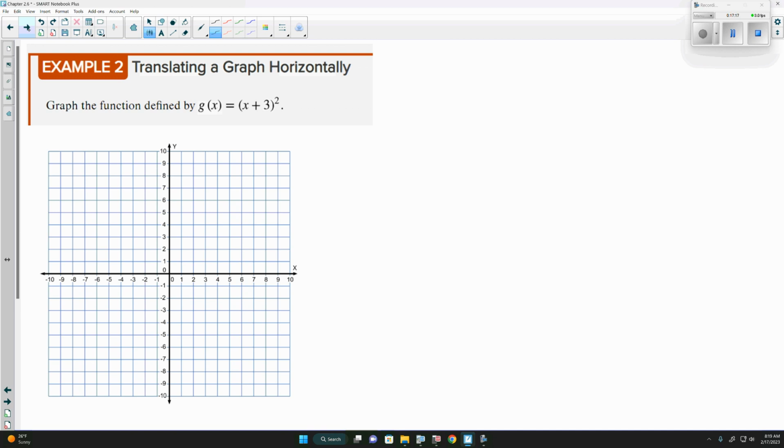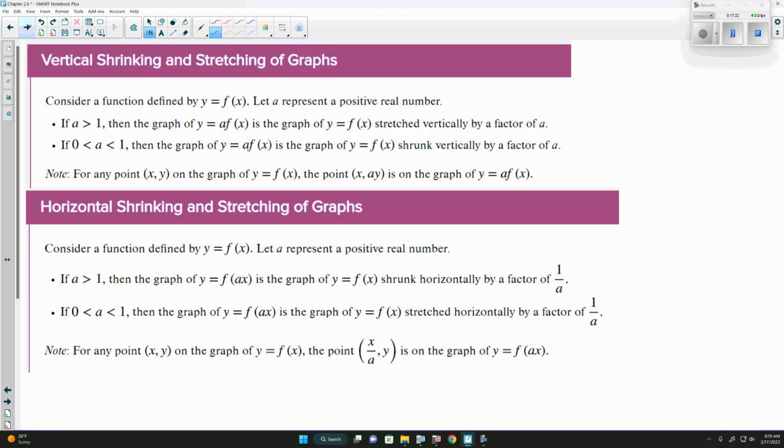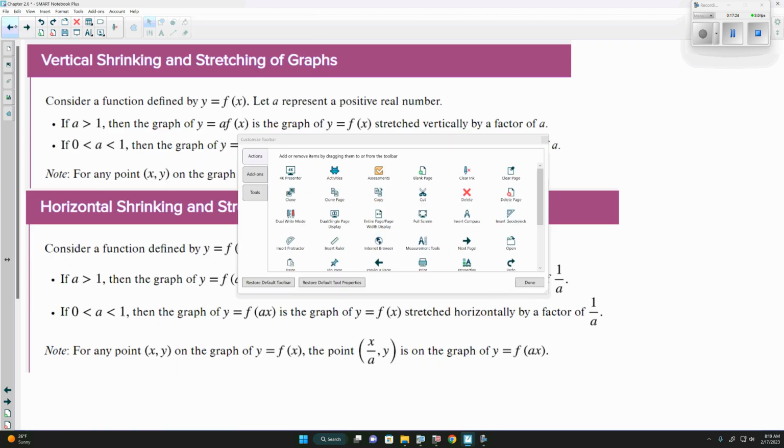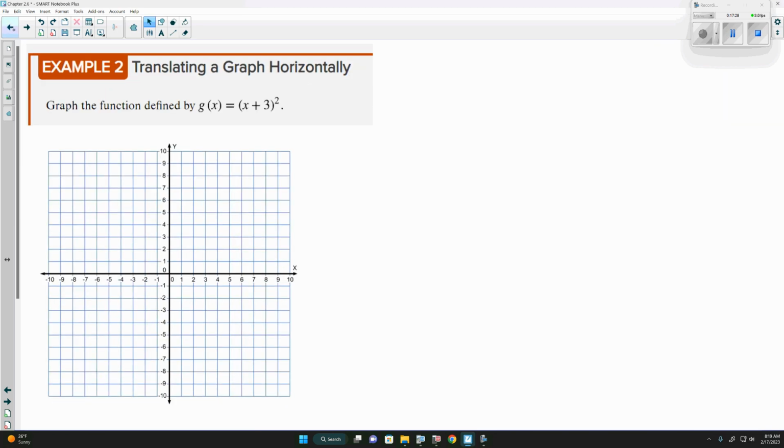Now, inside the parentheses, I probably put these in the wrong order. Let's see here. Yep, okay. I'm missing the note with this, so that's fine. F of x minus h. Whatever's inside the parentheses moves it to the left or to the right. And most parent functions for any of these start at 0, 0, and we're moving it accordingly.